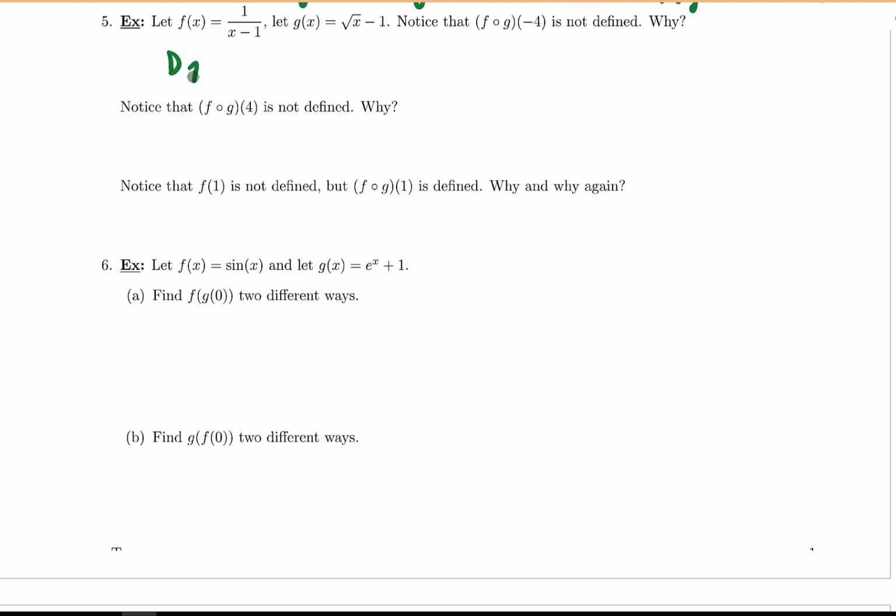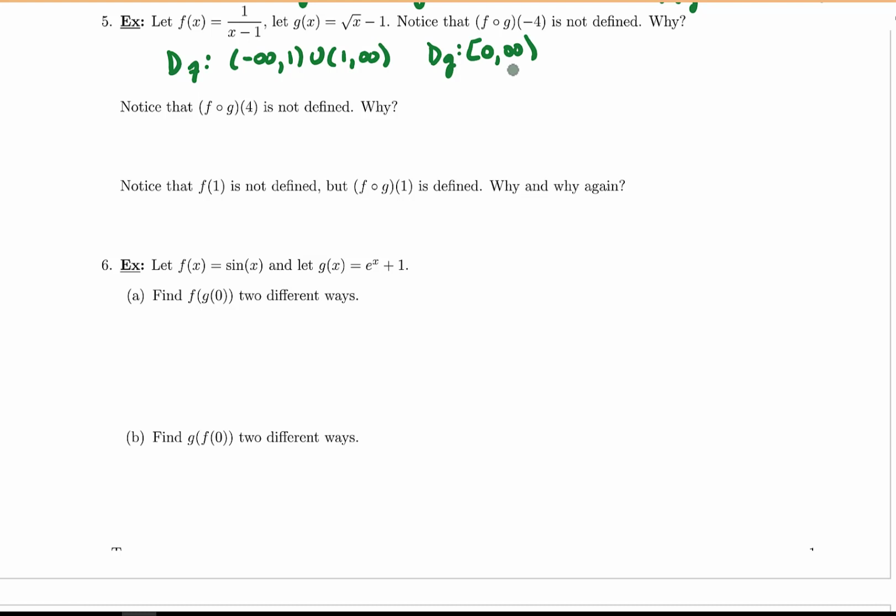So what's the domain of f? Well, the domain of f is all real numbers except for 1. So it would go from minus infinity to 1, unioned with 1 to infinity. And what's the domain of g? Well, the domain of g, since it's a square root function, would go from 0 to infinity.